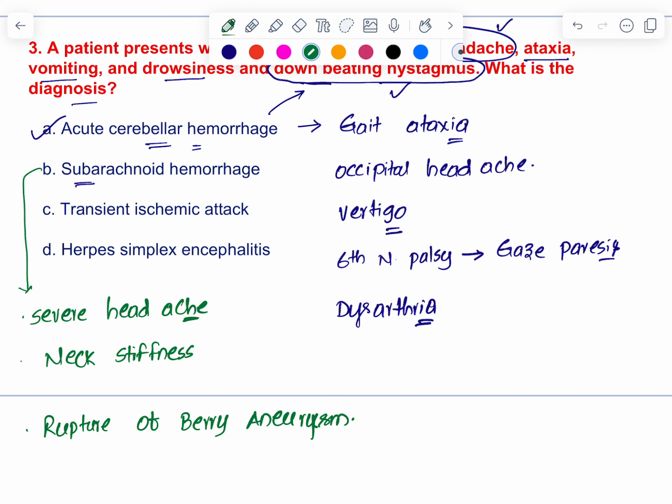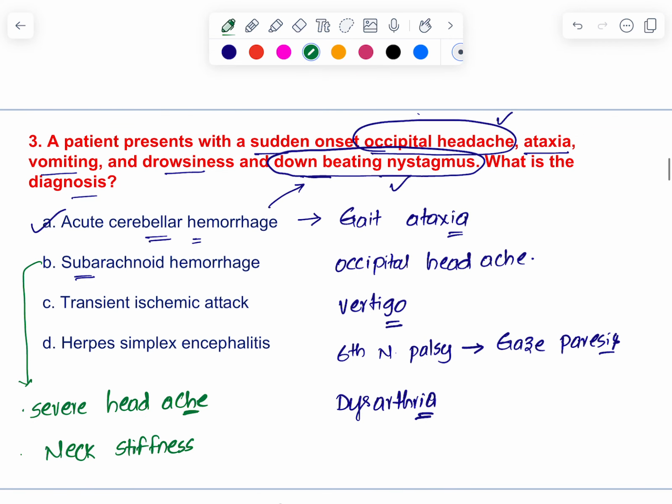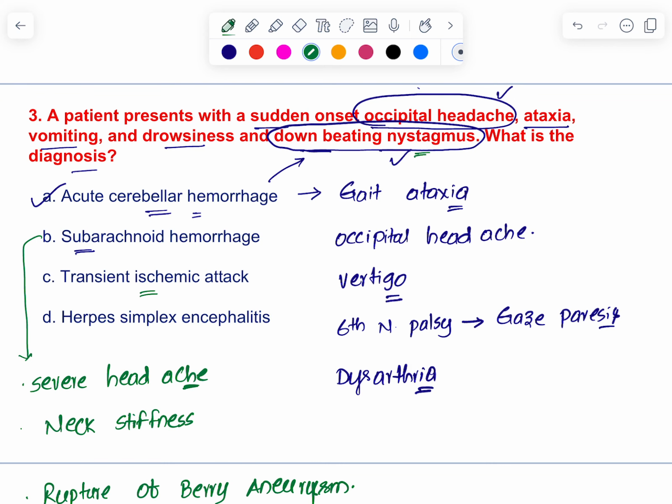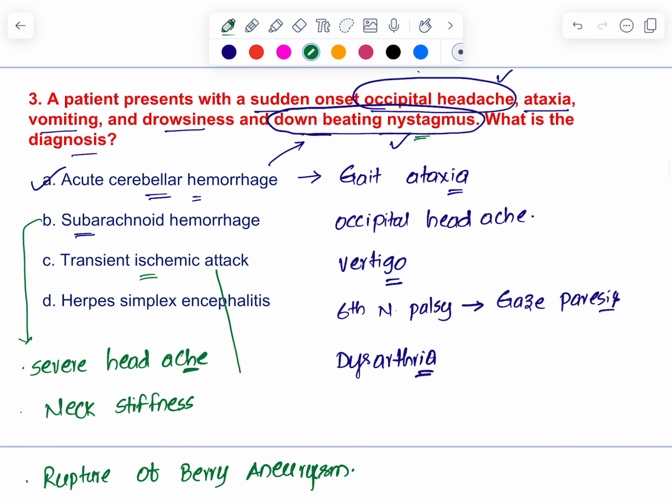But overall, please remember, in case of subarachnoid hemorrhage, you don't have this downbeating nystagmus. The character of the headache is thunderclap type of headache. And you take transient ischemic attack. In transient ischemic attack, these patients will have neurological deficit, and these neurological deficits will try to recover within 24 hours. These patients have what is called amaurosis fugax.